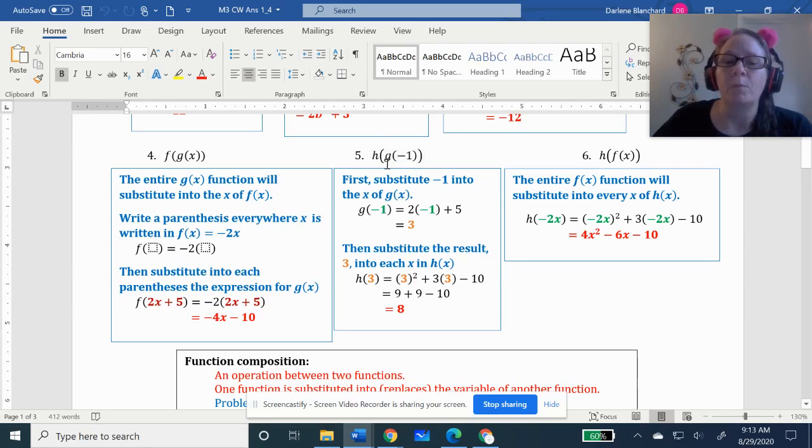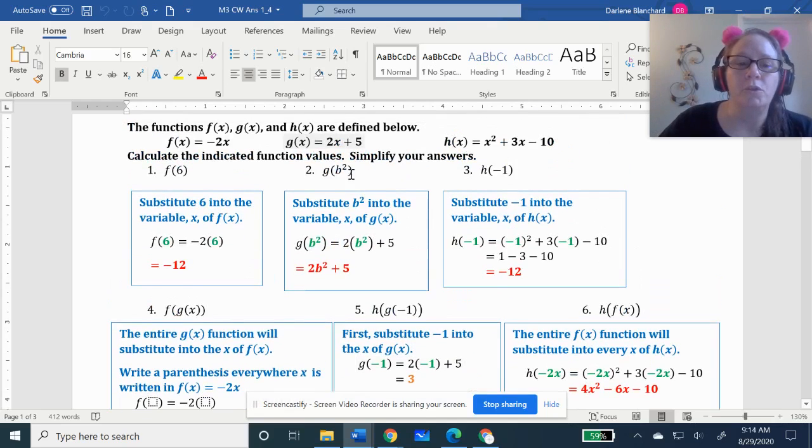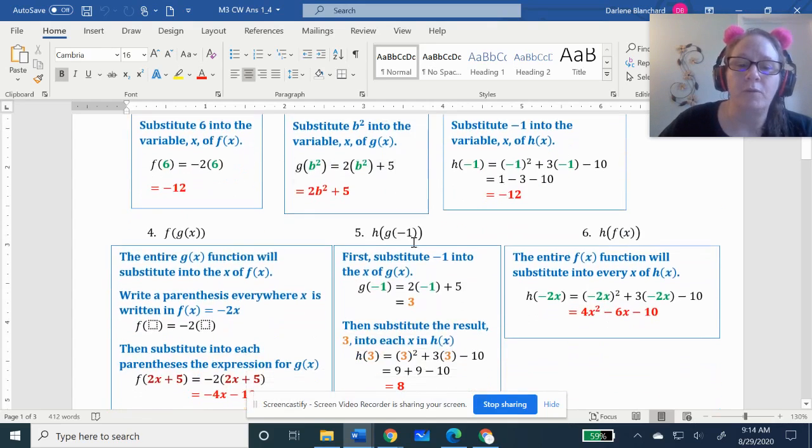Number 5, I'm actually going to start with plugging a number into g, the inner function, because this one is plugging a number in, whereas number 5 was just having a variable stay there. So I look to g is 2x plus 5. I substitute the x with the negative 1 that it says here, and I get a number. That number is now going to take over g of negative 1. It is the y value.